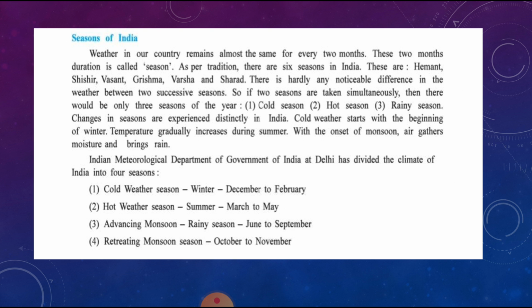So, if two seasons are taken together, then there would be only 3 seasons of the year. And which are they? Cold season, hot season, and rainy season, that we say as winter, summer, and monsoon.